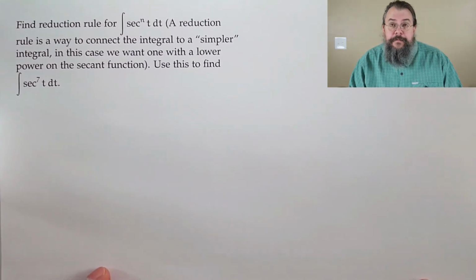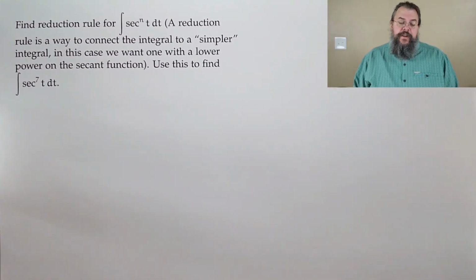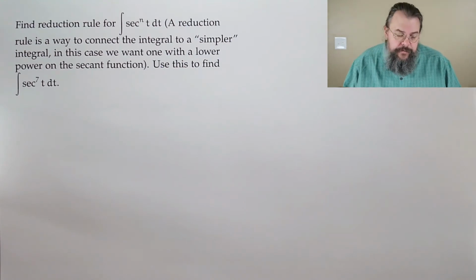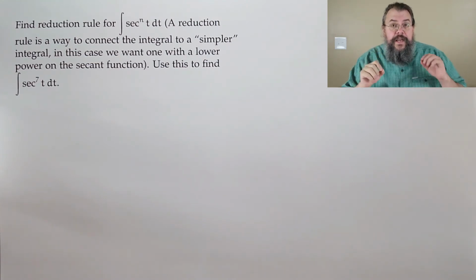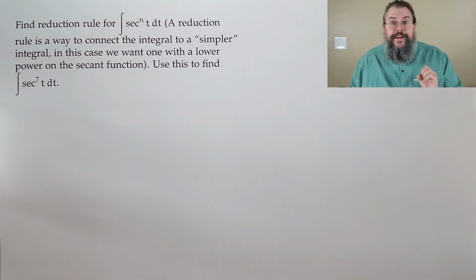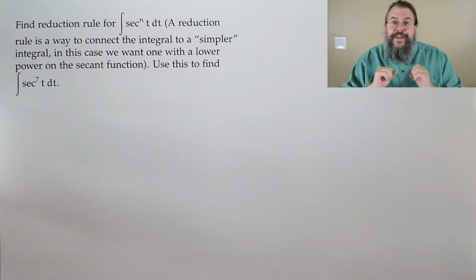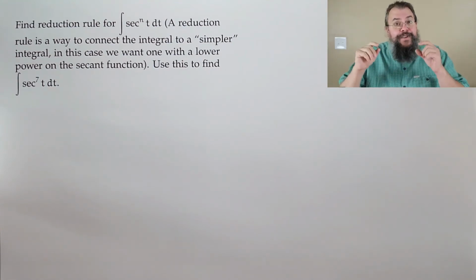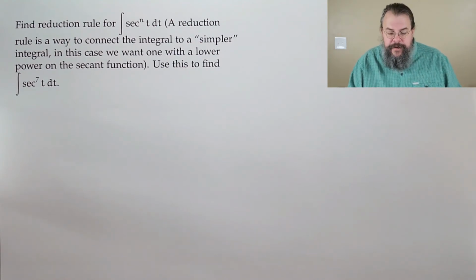So the problem. Find the reduction rule for the integral of secant to the n, t. Now what's a reduction rule? A reduction rule says, look, I want to integrate something, so I'm going to say this thing I want to integrate is really connected to a simpler thing to integrate. So it reduces the complication. So another way to think about it is like, oh, I have a hard problem. Here's a slightly less hard problem. That's what we're after.